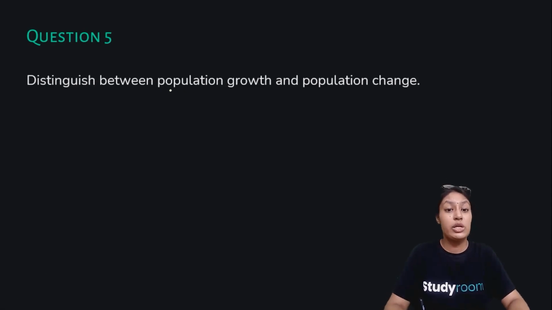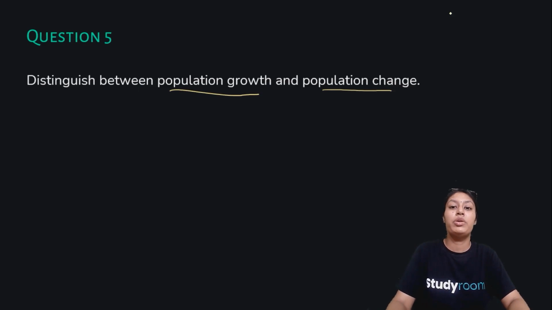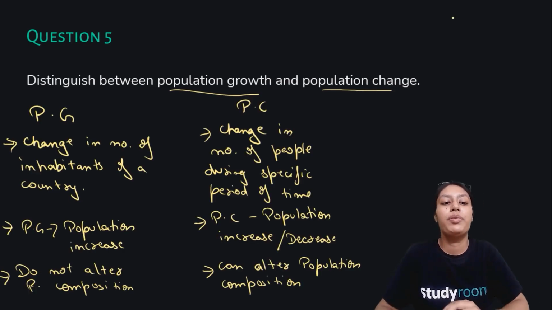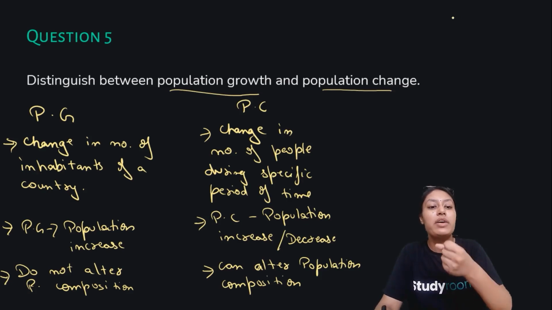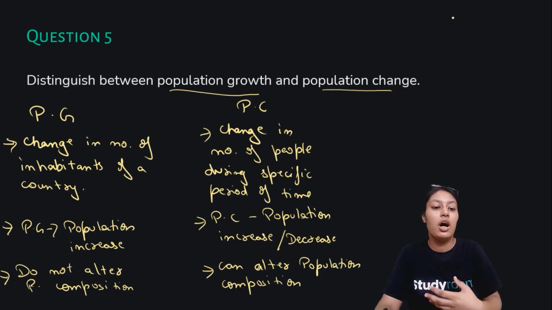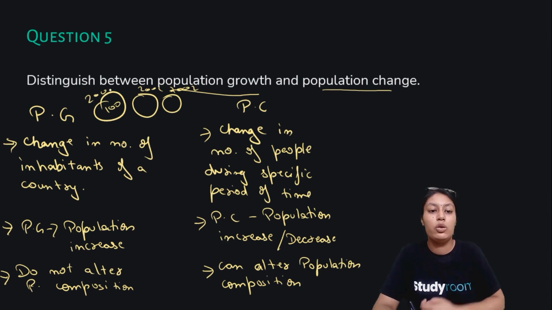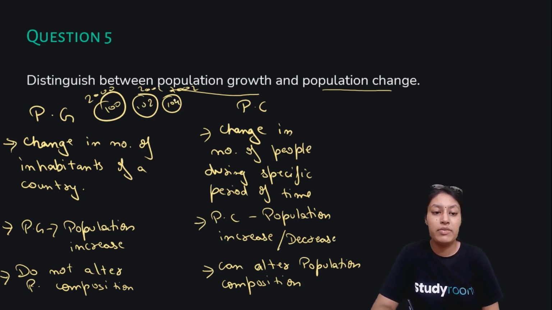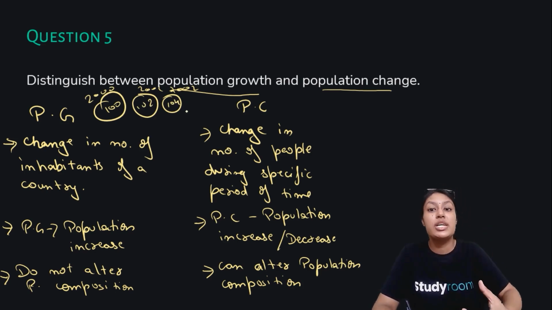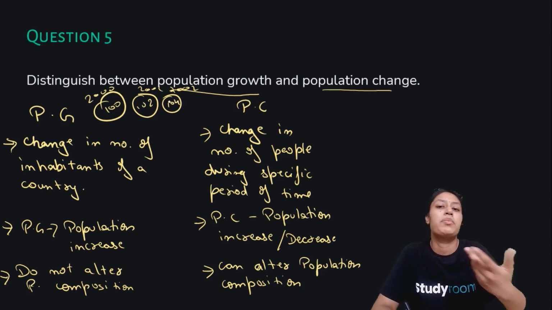Question number 5 is, distinguish between population growth and population change. All right. So population growth is the change in number of inhabitants of a country, the number of inhabitants already living in an area. If we observe this area in 2000, 2001, 2002, we find that 100 people were living in 2000, in 2001, 102 people, and in 2002, 104 people. So in a particular area, there is no change in the area, we are just changing the number of inhabitants.